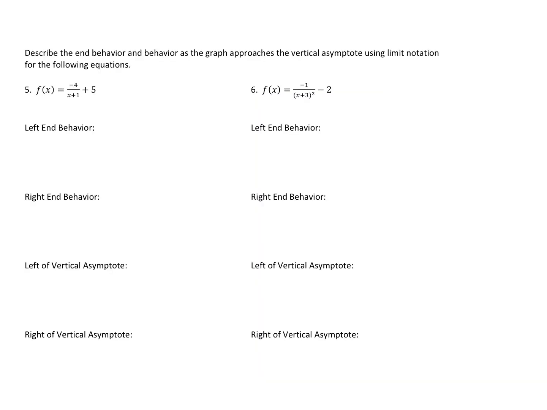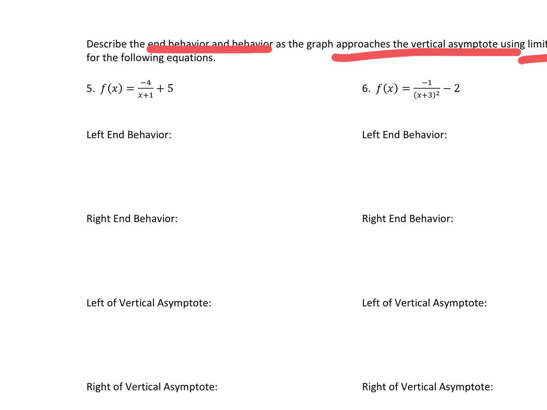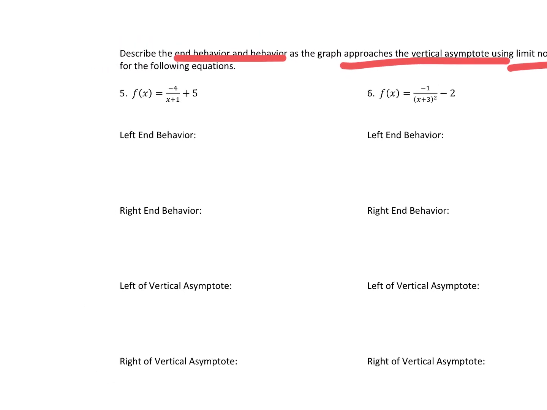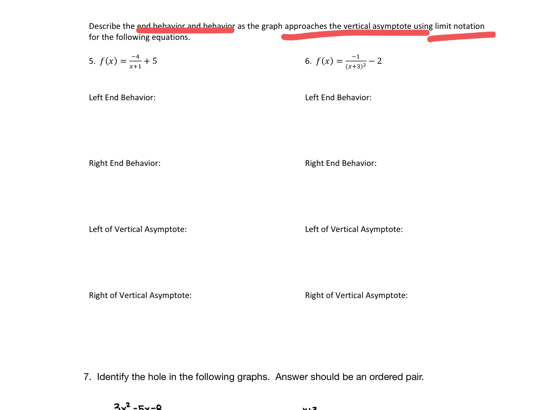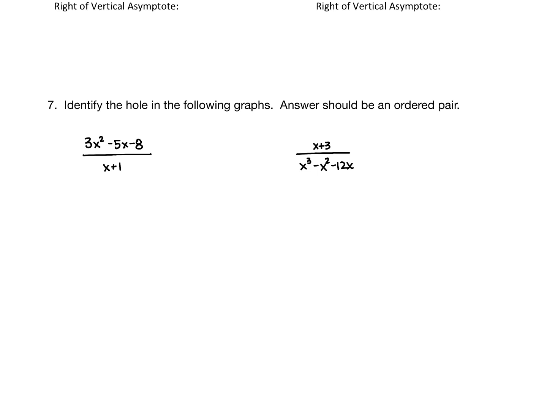For this one, all they're asking is to describe the end behavior as the graph approaches the vertical asymptote using limit notation. So what do you need for these? You need a sketch. This time, I encourage you to just make it a sketch instead of a full-on graph. But I would make a sketch before I tried to figure out the end behaviors. Anytime the teacher wrote it in by hand, you know that this is such an important one that they put it in there on purpose. So I really encourage you to try this.